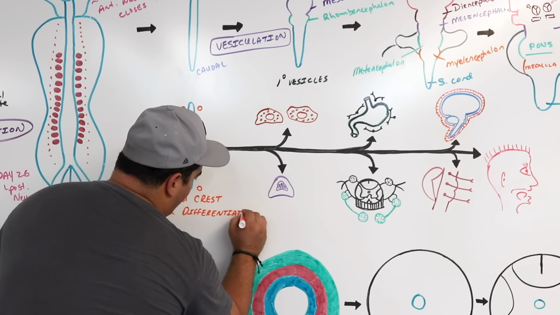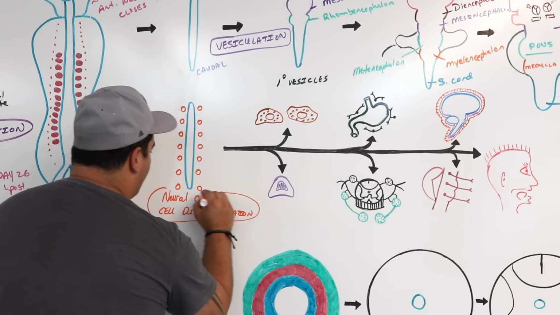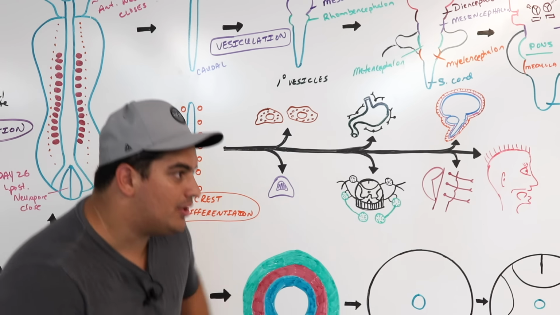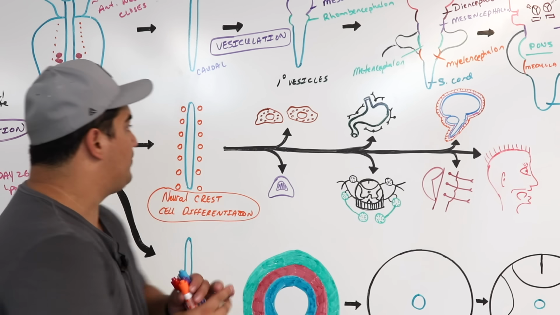Because these little buggers, they just do a bunch of things. They turn into a bunch of different structures. So what do these little guys do? Well, they move all over the place. They're just moving, right? And they become multiple different types of structures. Where? All over the place.